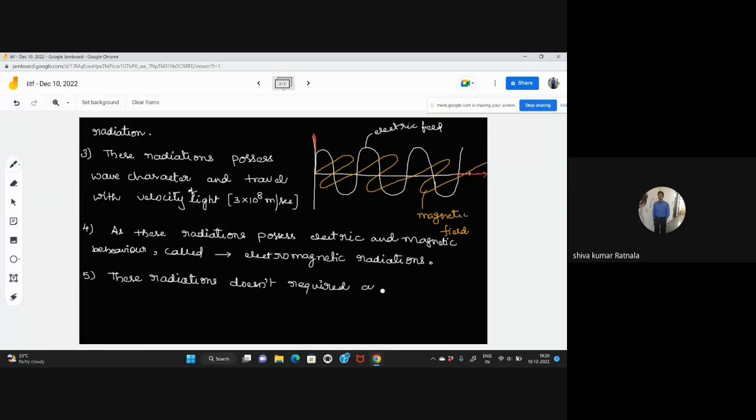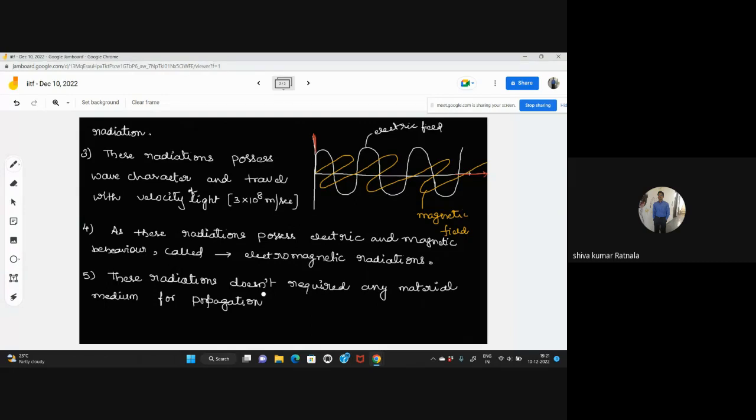These radiations don't require any material medium for propagation. That means they don't require any help or any medium for propagation. They can travel in vacuum also. That is the point we can observe from here.